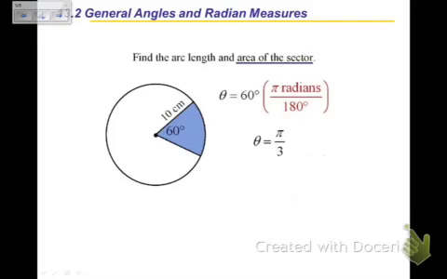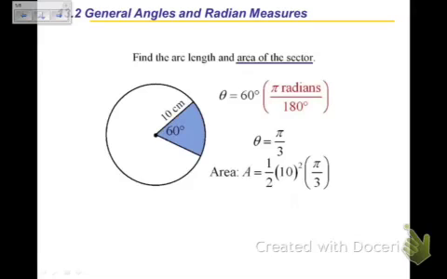Next one we'll do is to find area of a sector. Again, we've got to make that theta be pi over 3. Now I'm going to use my formula. Area is 1/2 r squared theta. I'll plug those in: 1/2 times 10 squared times pi over 3.